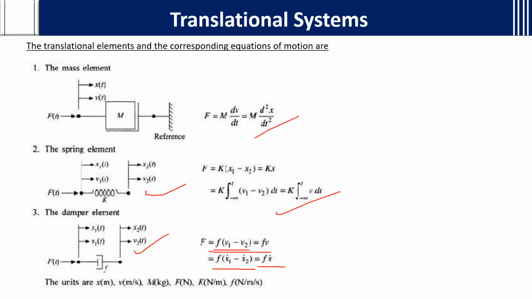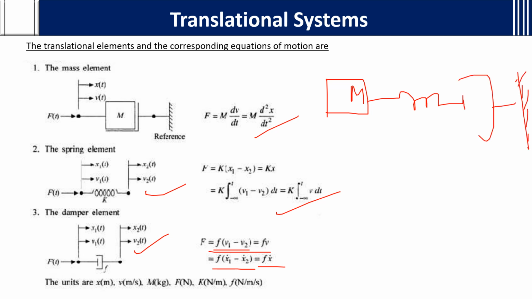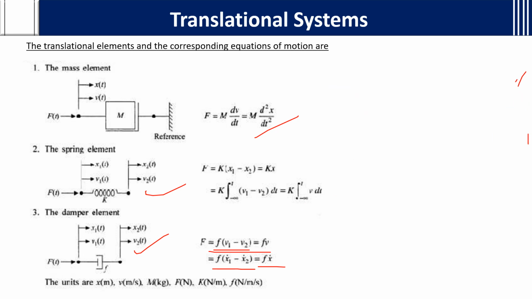The question will be in such a way that, for example, there will be a mass element, a spring element, and a damper element. Like this, they are going to ask the question with the reference point. We need to write the equation for this block diagram or the mechanical translation system. So you need to know how to write the equations. What I am telling, these are very important.